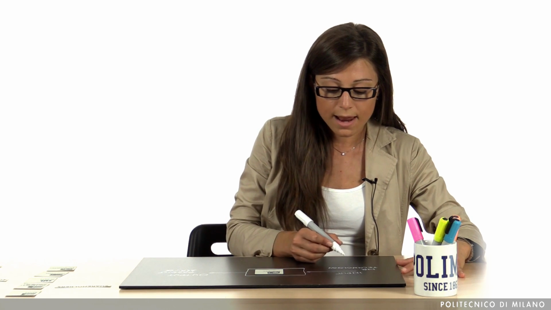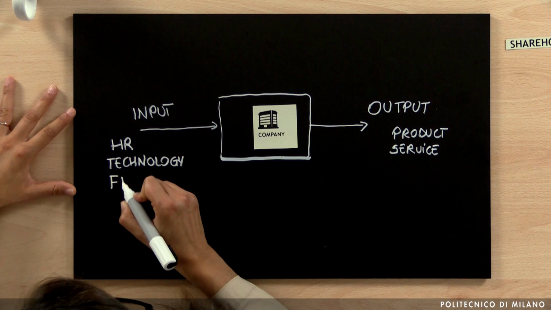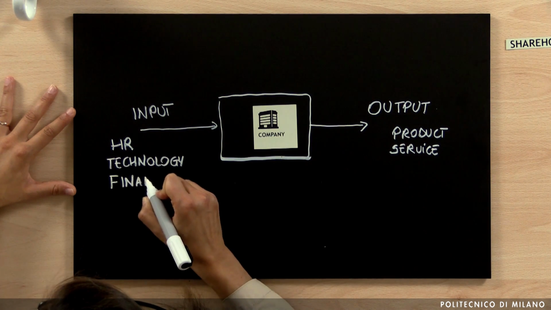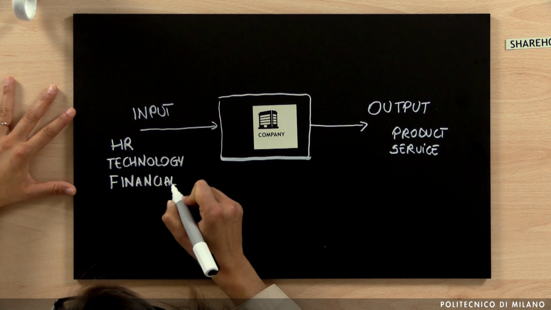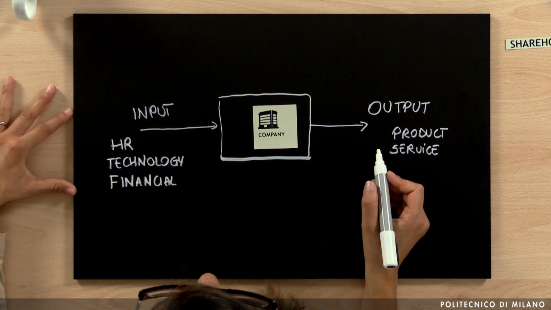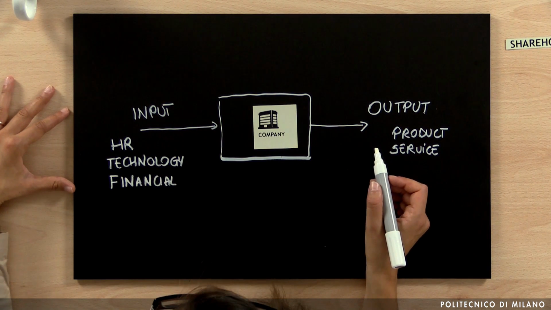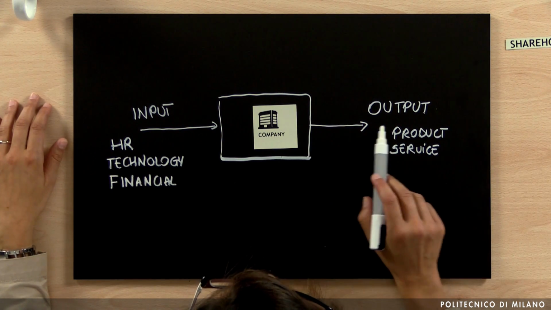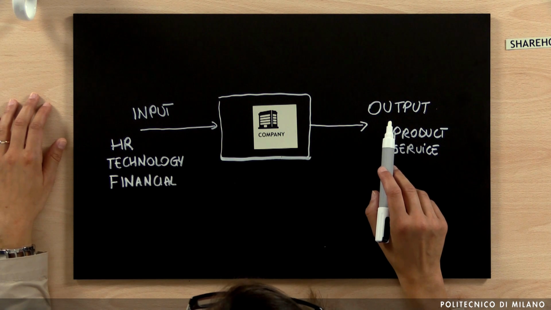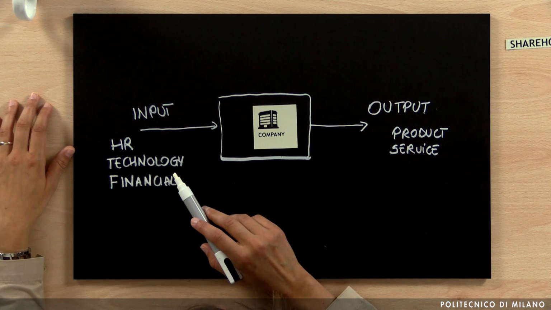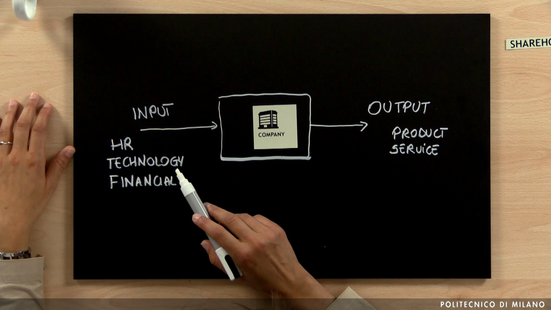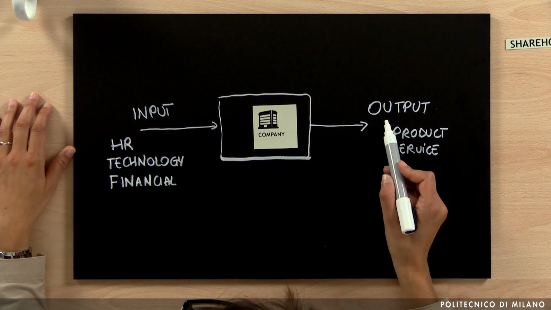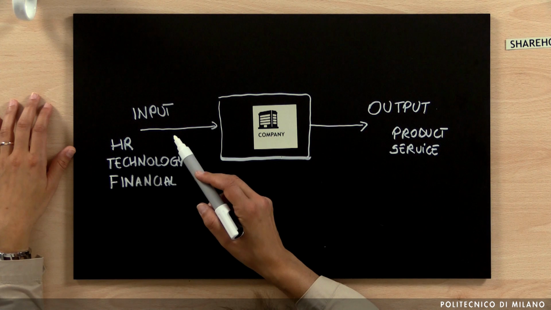Finally, we have one last element, which is represented by financial resources. This is really important because the company needs money in order to realize the output. So basically, if we want to synthesize a company, whatever kind of company can be represented by using this model. The company aims at realizing an output by using these three different categories of input. And the company is producing value if the value of the output is higher with respect to the value of the input.